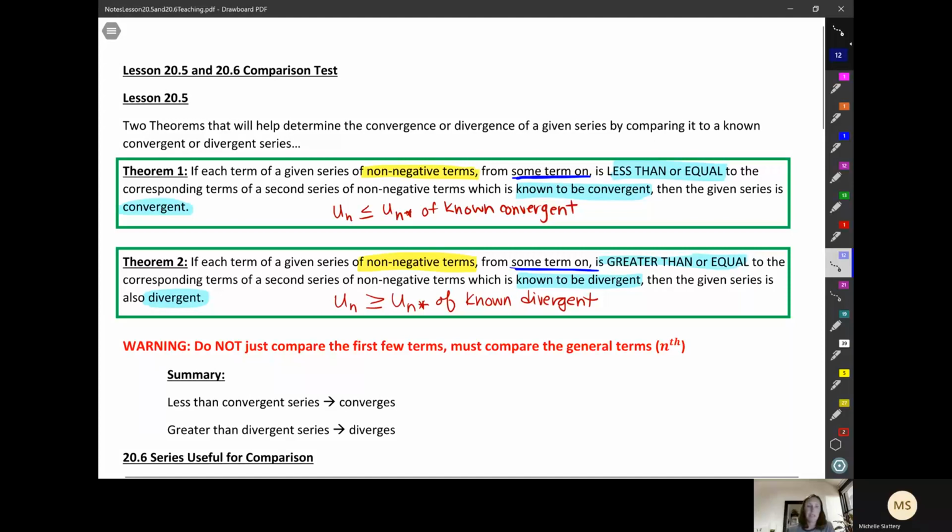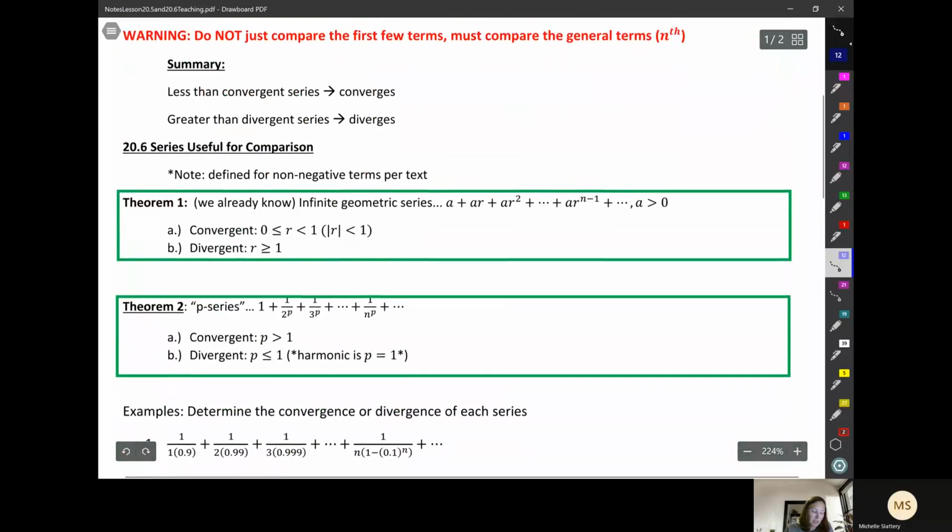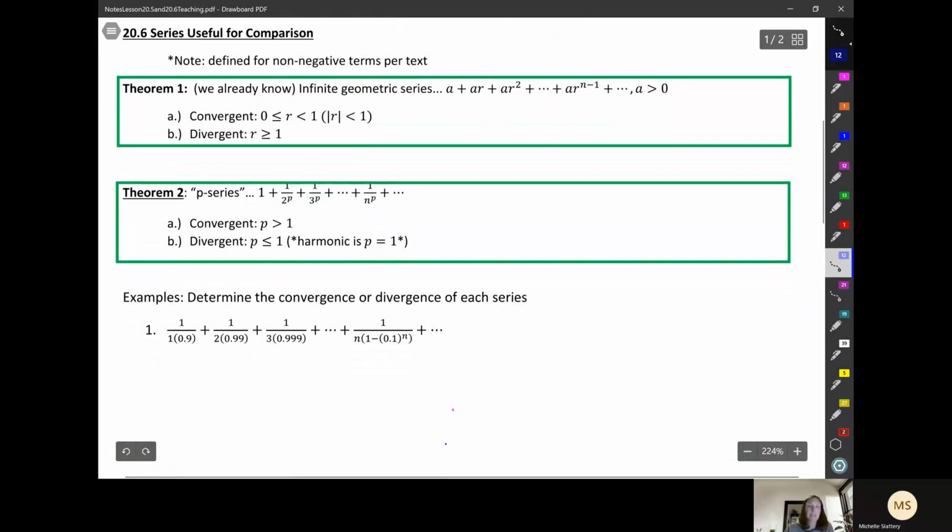So just in summary, shorthand, if the given series is less than a known convergent series, then it converges. If the given series is greater than a known divergent series, then it also diverges. All right, so those are the two theorems. To review some useful theorems for comparison, lesson 20.6. Okay, so we're defining for non-negative terms per the textbook, or the packet that we have.